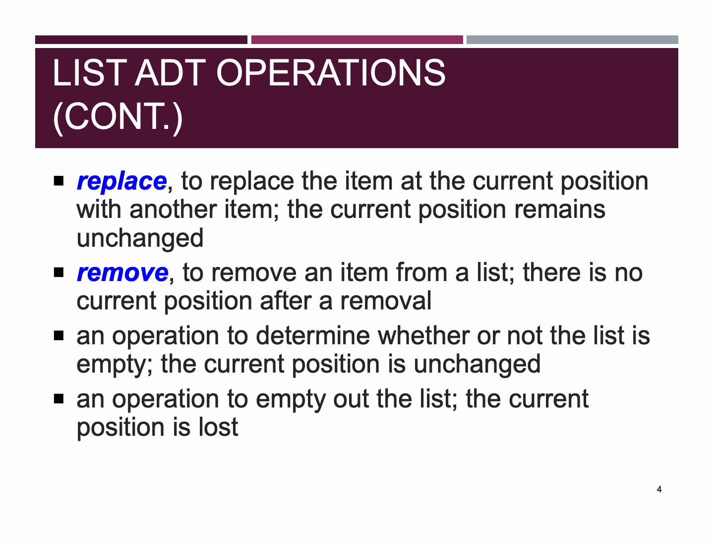Next we have replace, to replace the item at the current position with another item. The current position remains unchanged. Then remove, to remove an item from a list. There is no current position after a removal. An operation to determine whether or not the list is empty. The current position is unchanged. An operation to empty out the list. The current position is lost. So these are the operations we can do. Now we'll learn more about these things.